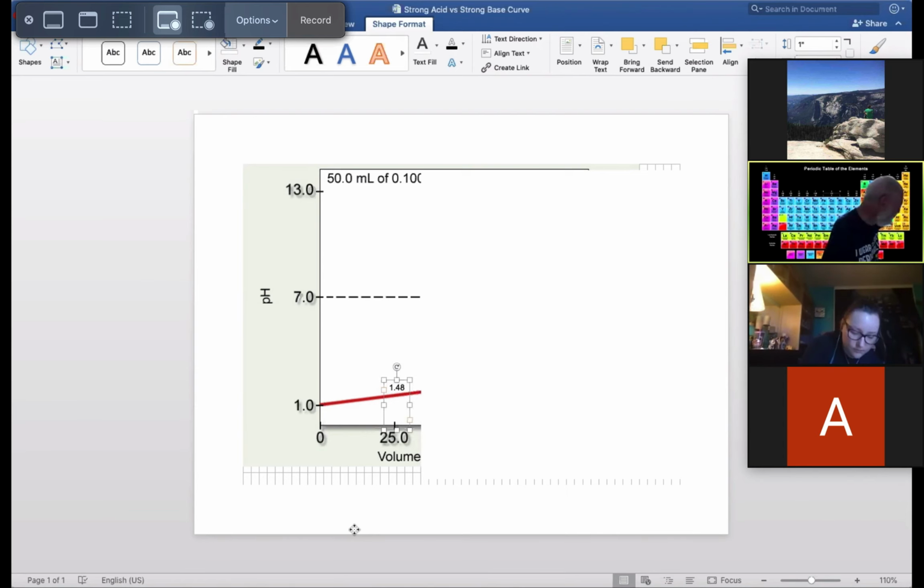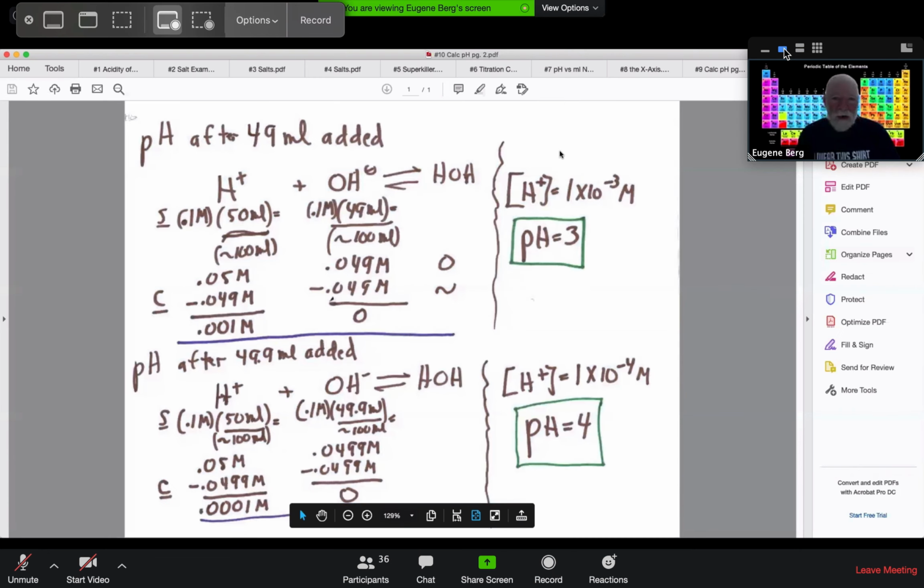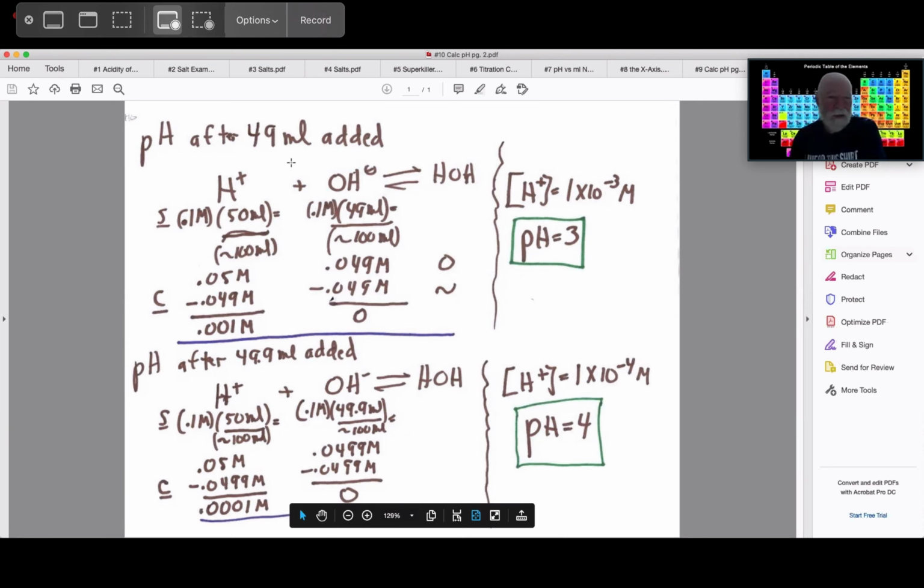That's okay. Next we're going to add 49 milliliters of sodium hydroxide and calculate the pH. Let me get to that screen. Here we go. So now I'm kind of chicken to go to the endpoint right away, so I'm just going to add 49 milliliters of sodium hydroxide. We're not going to get to the endpoint yet. Now go through the mathematics with me. The net equation is hydrogen plus hydroxide gives us water.